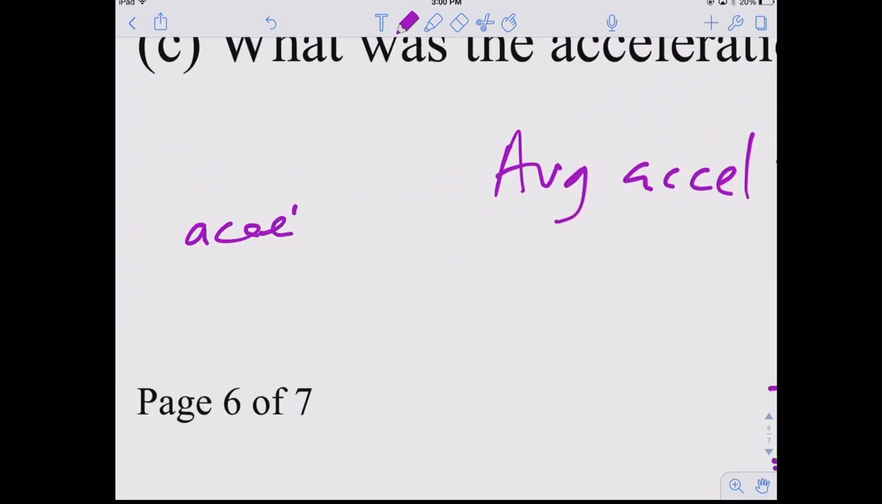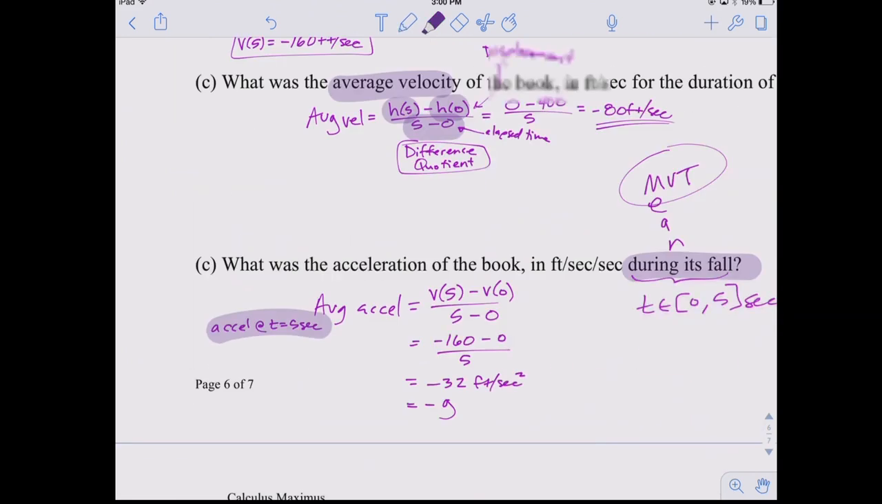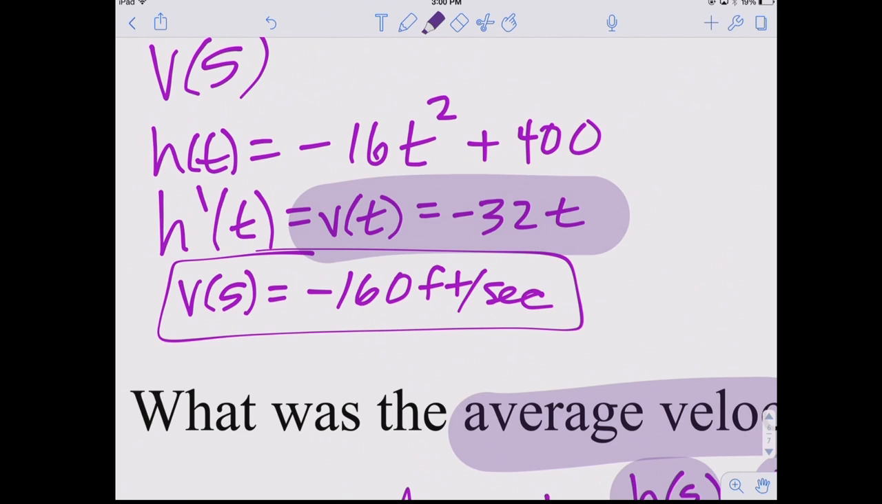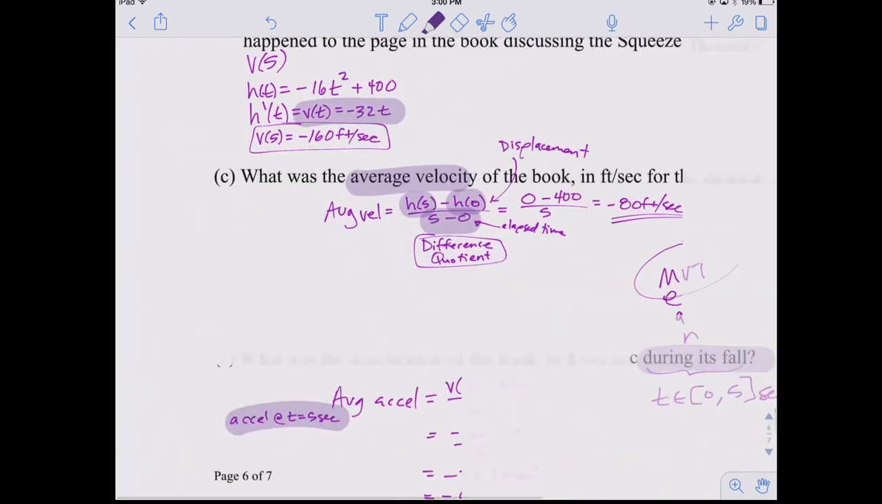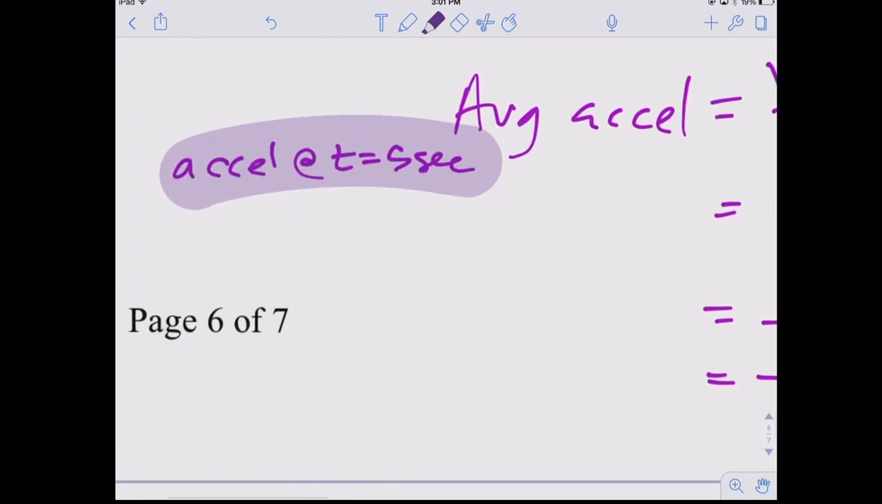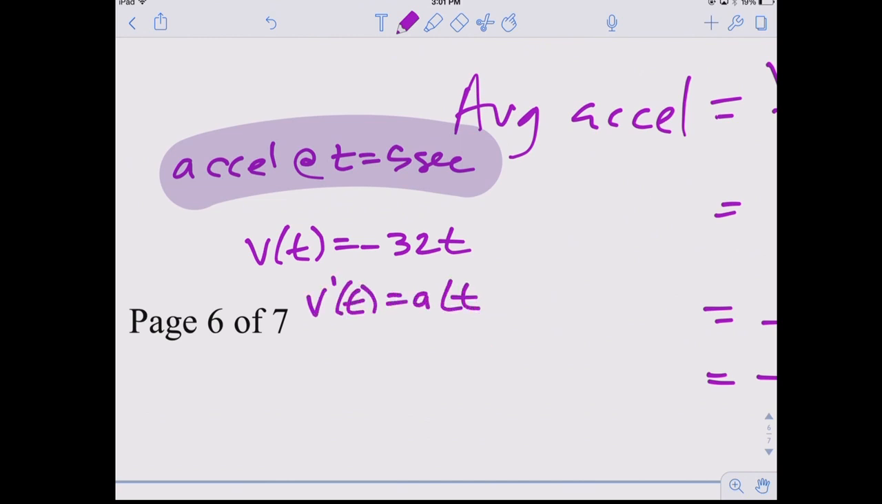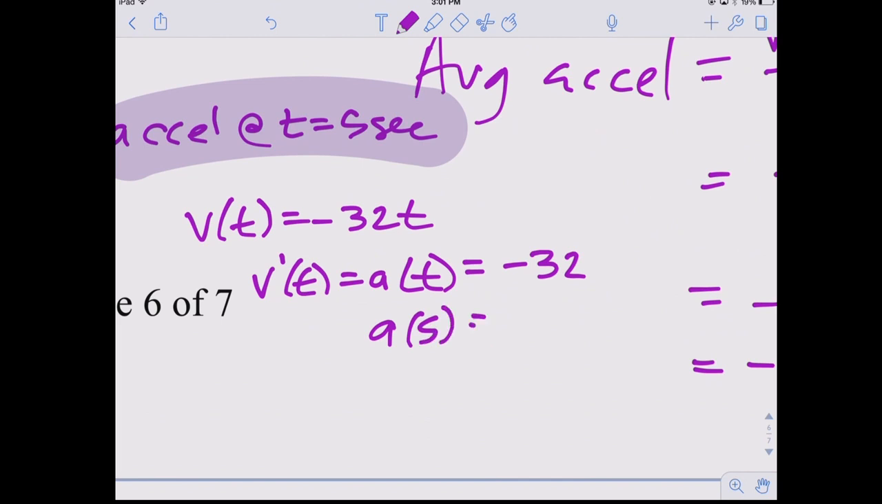What was the acceleration? That's supposed to be another C. What was the acceleration at t equals 5 seconds when it hit the ground? That's instantaneous acceleration. Now I need to take the derivative of the velocity to get my instantaneous acceleration. Since I called it v up there, let me just write it again here. v of t is equal to negative 32t. So v prime of t, which you could call a of t, is equal to negative 32. So a of 5 must also be negative 32 feet per second squared.